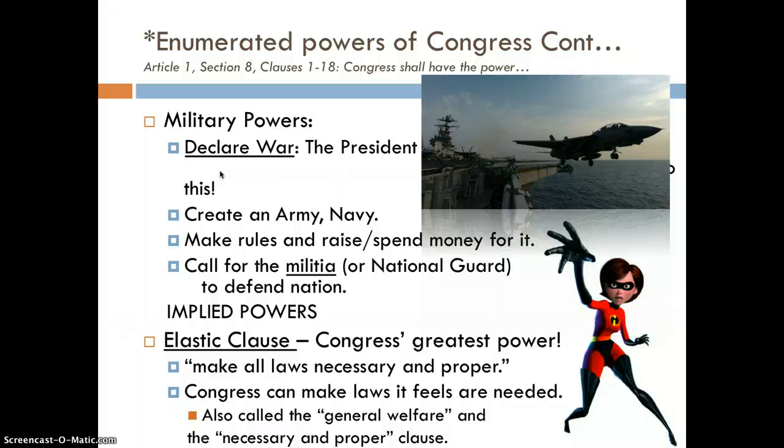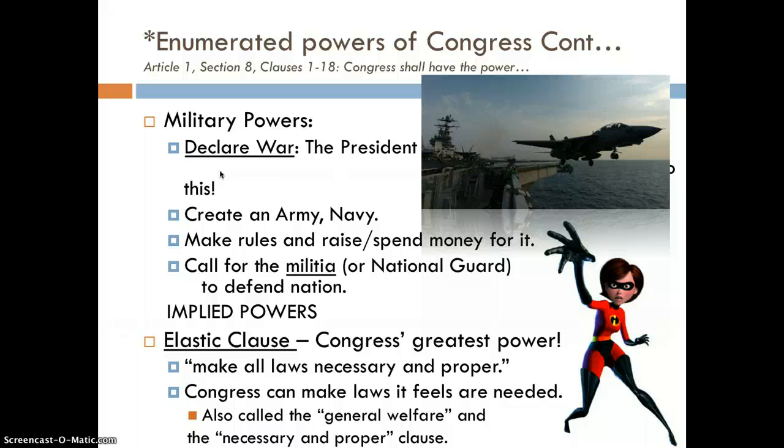They also are in charge of raising and spending money for the military. So if they don't like the action a president has taken, let's say the president thinks there's an immediate threat in Iran and he sends troops to Iran. In several days, if Congress decides, I don't want to spend any money on Iran, we don't think we should be in Iran, they can just refuse to fund it. And then the president would have to send those troops home. He would run out of cash. They can call for the militia, the National Guard, to defend the nation. People who are in the National Guard most of the time stay here in the U.S.